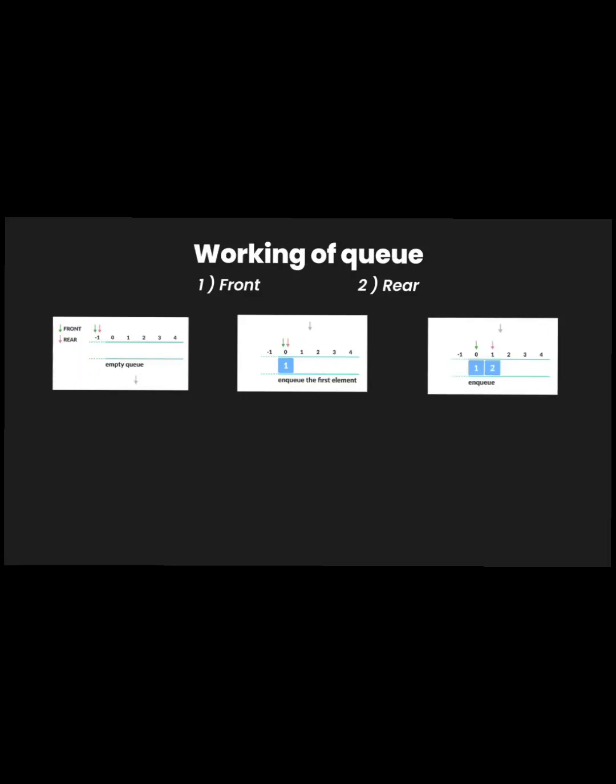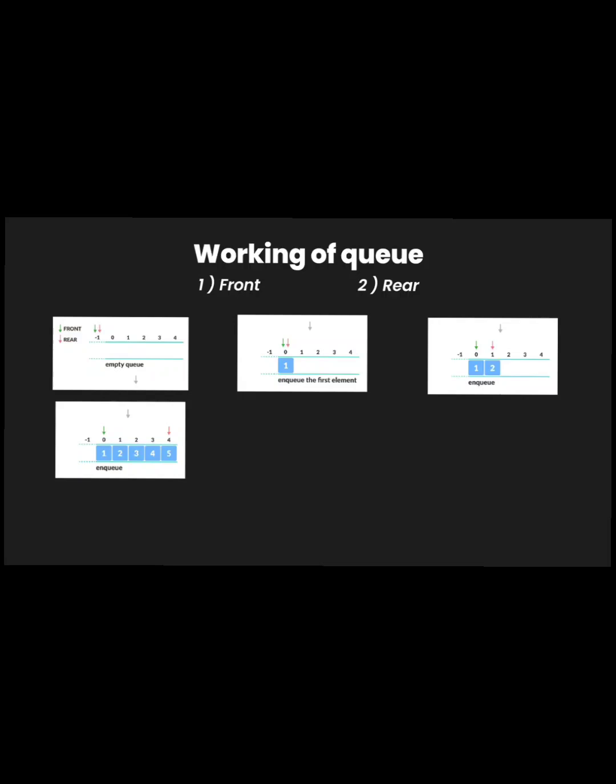Working of a queue. We have two pointers. The first one is front and the second one is rear. At the start they are pointing at the same value, which is index negative 1. When we add the first element to our queue, it is placed at index 0, and the values of both front and rear are changed to 0. So currently both pointers are pointing at the first element, but when another element joins the queue, the front pointer keeps pointing at the first element, but the value of the rear pointer changes to 1, which now points at the second element.